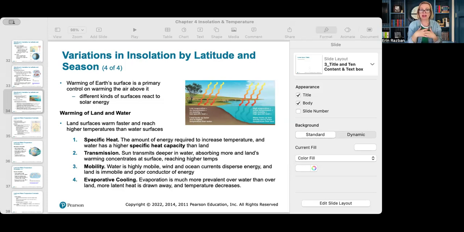Fourth, we have evaporative cooling. Water surfaces experience more evaporation than land. This process consumes heat energy, helping to keep water surfaces cooler. It's similar to how sweating helps cool our bodies.